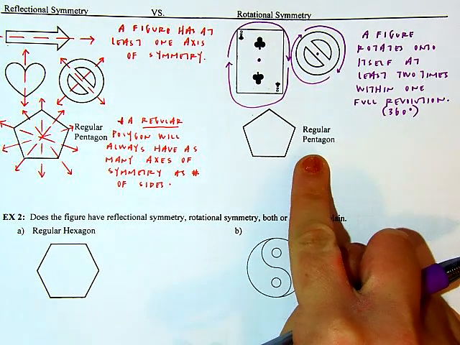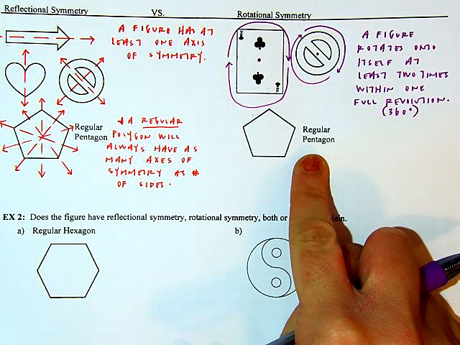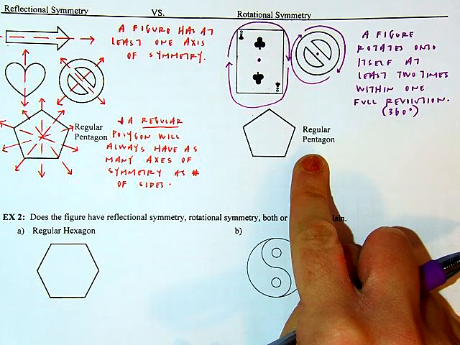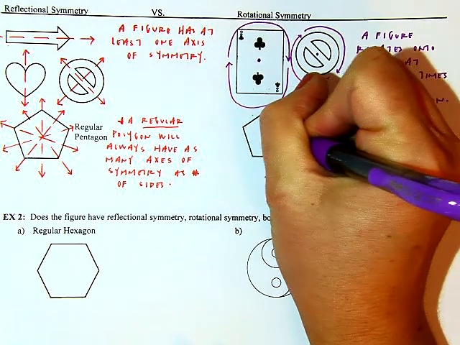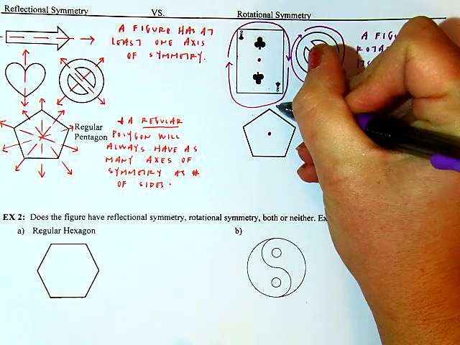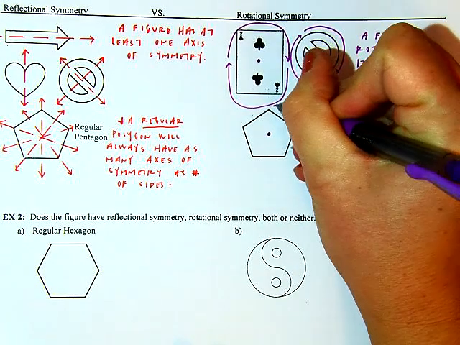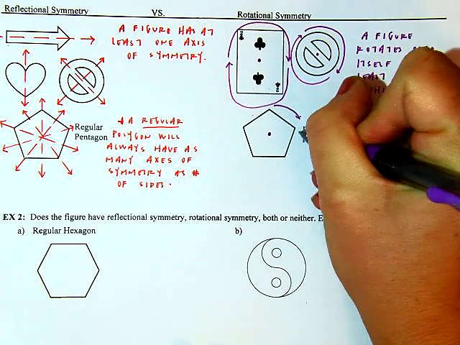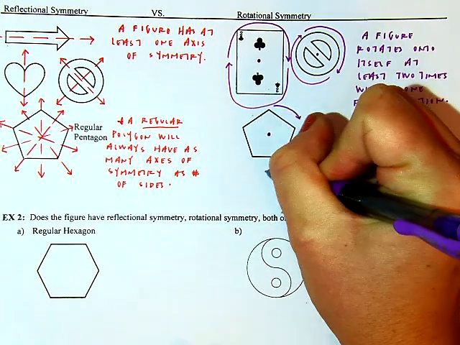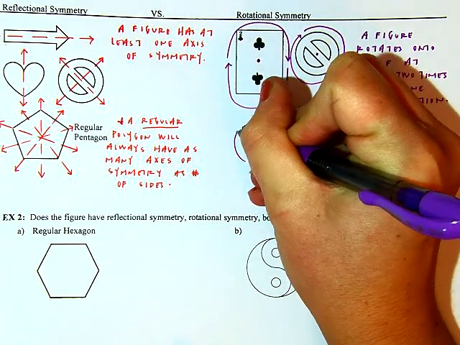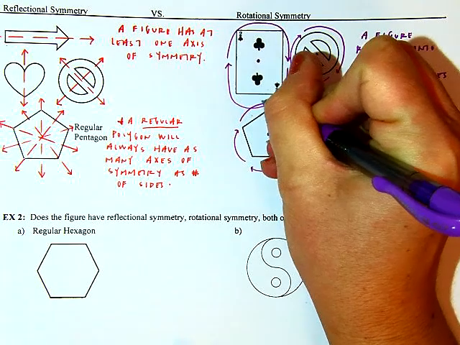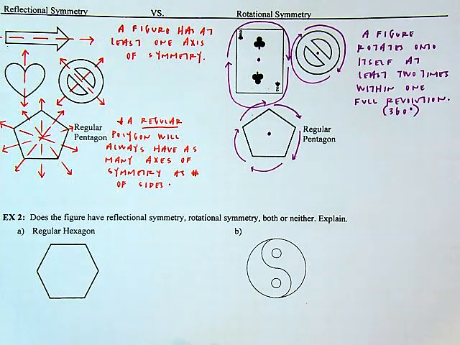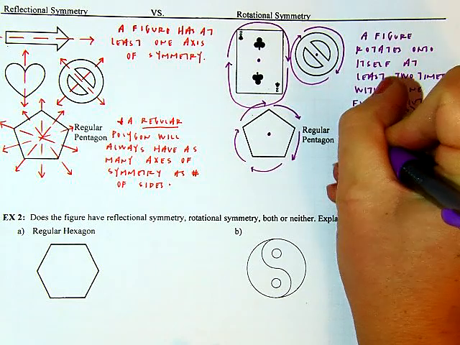So for a regular pentagon, for example, here we're going to say that it has as many fold rotational symmetry as the number of sides. So if I put my little dot right here, and I picture it as just cranking my wheel, right? I can rotate 1, 2, 3, 4, and 5 times in one full revolution. So let me add that here too.